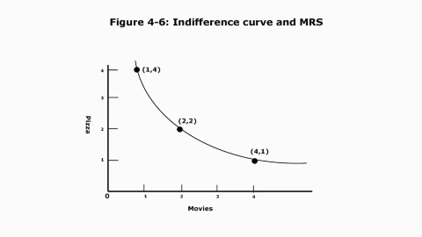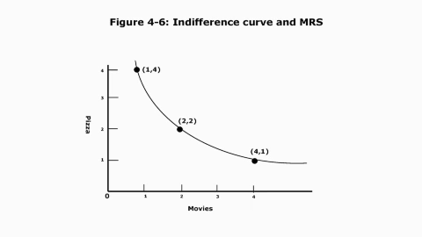This is the same graph, figure 4-6. This isn't on the graph; you have to write it on. So going from that first point to that second point, you're willing to give up 2 pizzas to get 1 movie. So that marginal rate of substitution is -2.